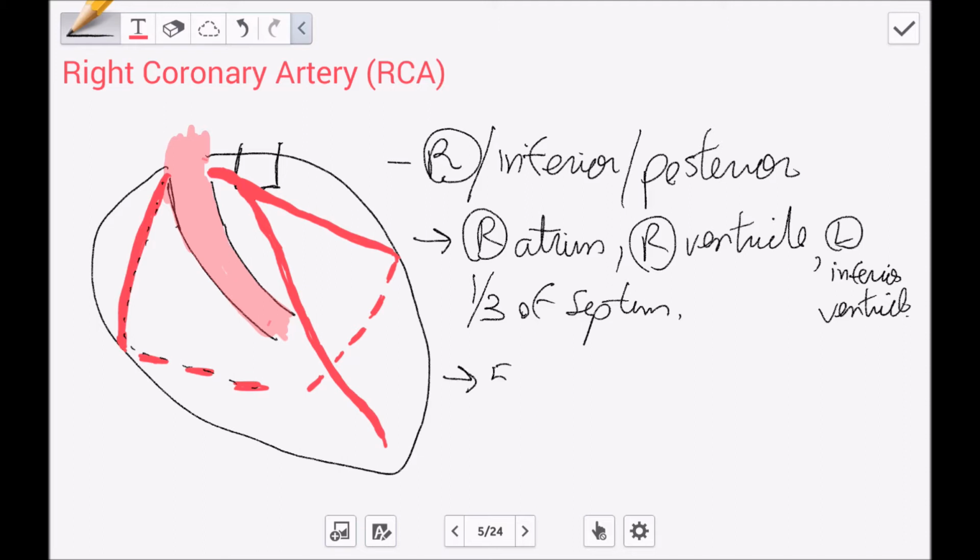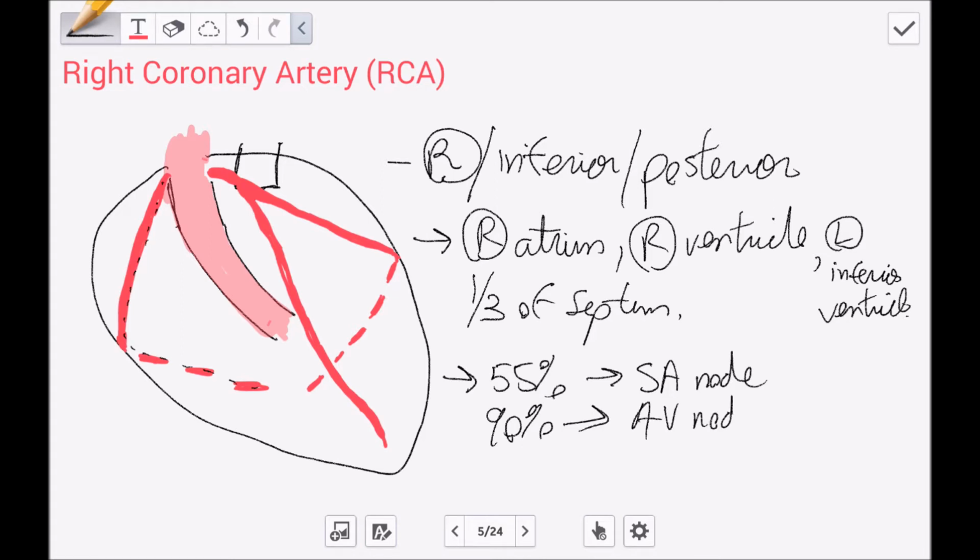and then in 55% of people, it actually supplies the SA node, and in 90% of the people, it supplies the AV node. So 55% of the people supply the SA node, and about 90%, that'll be a good estimate, 90% supplies the AV node. And last but not least, in about 80 to 90% of people, it supplies the bundle of His. Bundle of His. Excellent.